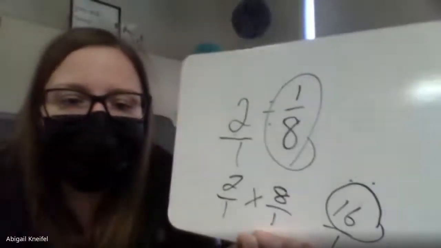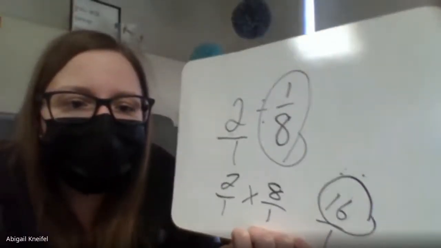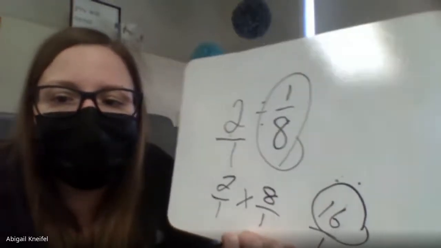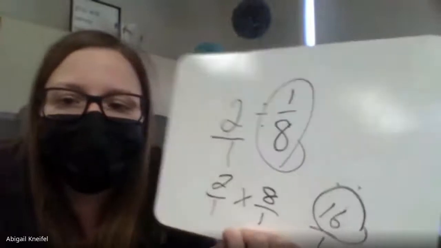So some of you got 1 over 16, and that is incorrect. You did not flip your second fraction. You have to remember to flip your second fractions.